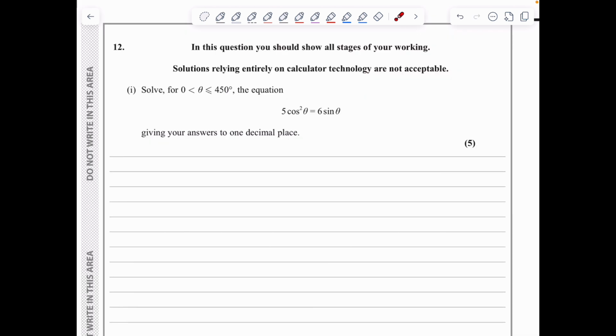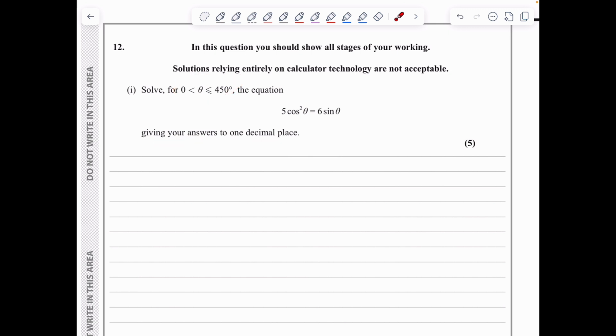In question 12, we need to show all stages of the working, and solutions relying entirely on calculator technology are not acceptable, so we need to be careful here. We're dealing with a trigonometric equation. We need to find all solutions. Theta lies between 0 and 450, and we need to give our answers to one decimal place.